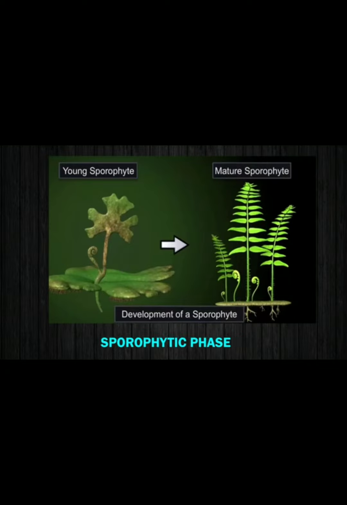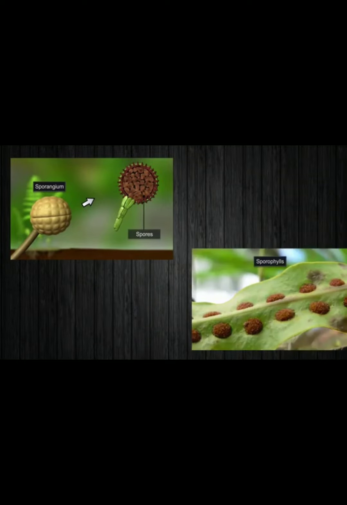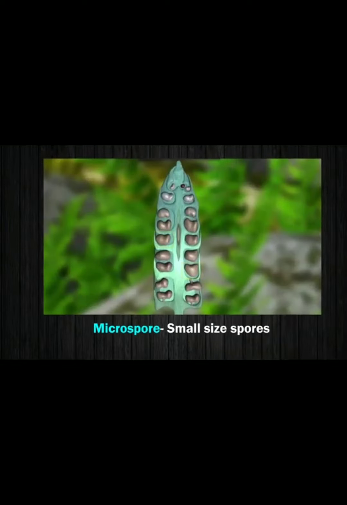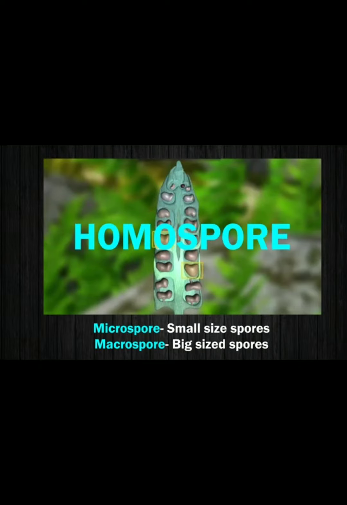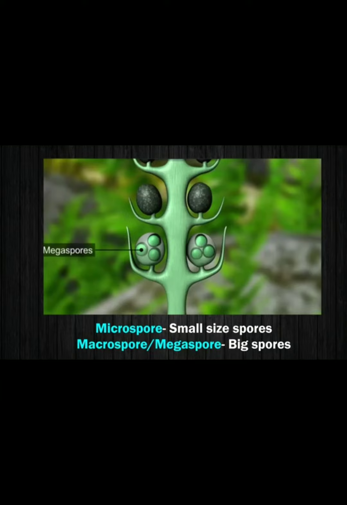In the sporophytic phase, the plant grows root, stem, and leaf. Spores are produced in sporangium and a leaf having sporangium is called sporophyll. Generally sporophytes produce very small size spores, also called microspores, or same-sized big spores, also called macrospores. Because of the same size, these spores are also called homospores. But there are some sporophytes which produce different sized spores. These spores include both microspores and macrospores. Because of different size, these spores are also called heterospores.